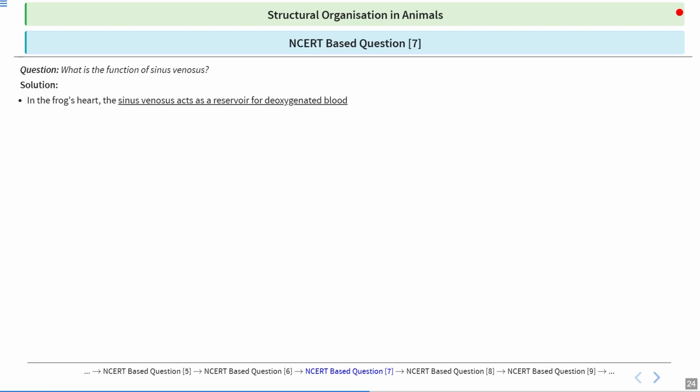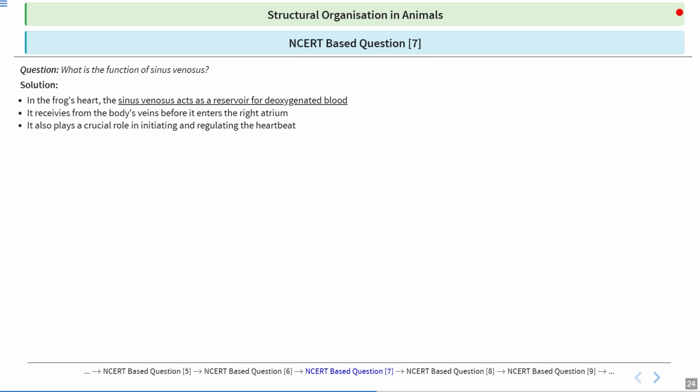In the frog's heart, the sinus venosus acts as a reservoir for deoxygenated blood. It is a reservoir for the deoxygenated blood. Reservoir means where the blood can be stored, right? It receives blood from the body's veins before it enters the right atrium. Before entering the right atrium, this particular part, sinus venosus, receives all the deoxygenated blood. So it plays a very crucial role in initiating and regulating the heartbeat.